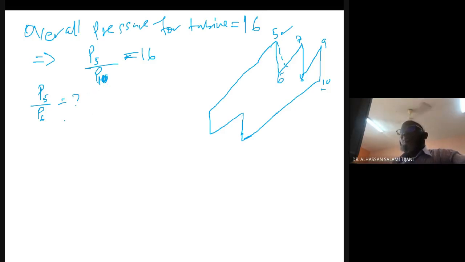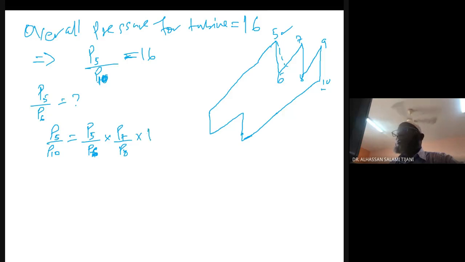From this diagram, I can say that P5 divided by P10 is the same as P5 divided by P6, times P6 divided by P7, times P7 divided by P8, times P9 divided by P10.